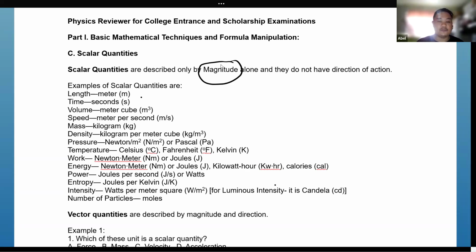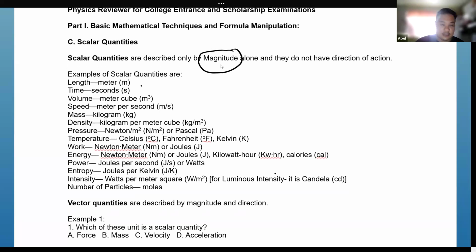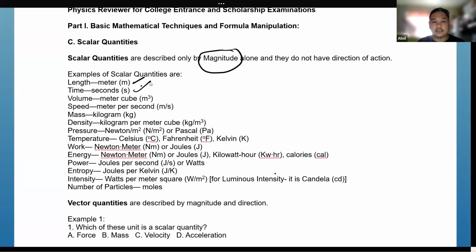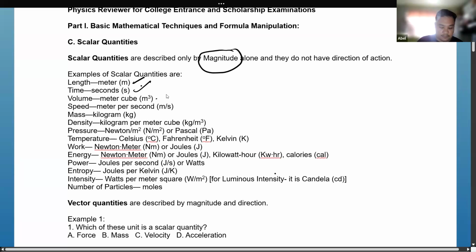Here are the examples of scalar quantities. We have the length. I had written here the units, which is the meter. Time is seconds. So notice you don't need to state, for example, you say for 4 seconds. You don't need to say if it is north, south, or 20 degrees above the x-axis. You don't need that because we don't need direction for it. So these scalar quantities, such as for example, volume, you don't need direction for that.